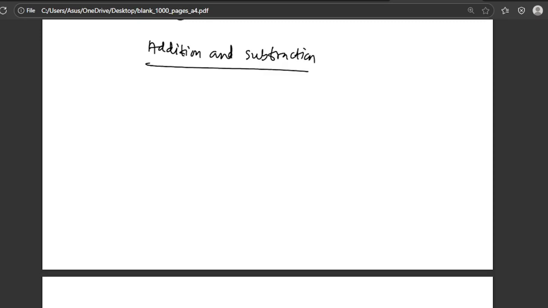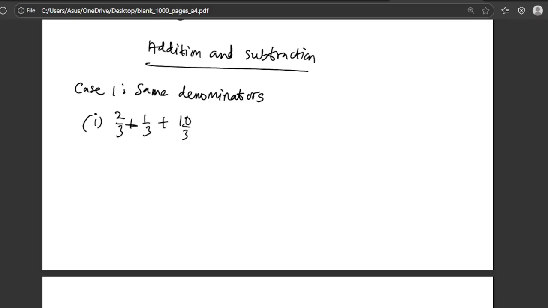Addition and subtraction of fractions. The first thing to take note of is that for this, there are two cases. Case 1, same denominators. That is, when we want to add or subtract two or more different fractions, and they all have the same denominators. An example is if we have 2 over 3 plus 1 over 3 plus 10 over 3. To add these 3 fractions, you can see they all have the same denominators.